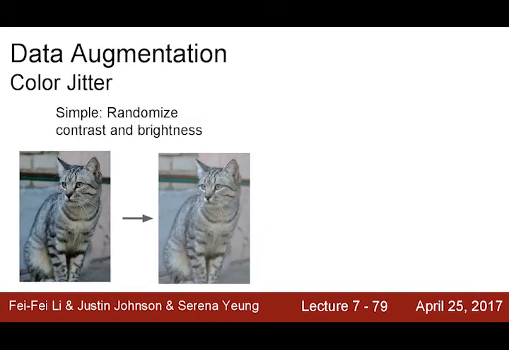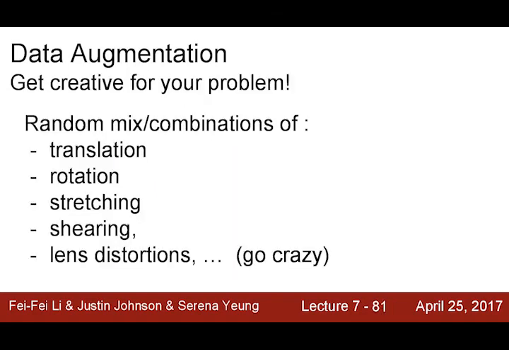컬러 지터를 할 수도 있습니다. 컨트라스트와 브라이트니스를 랜더마이즈 할 수 있습니다. 데이터 오그멘테이션에서는 여러분들이 크리에이티브해질 수 있습니다. 트랜슬레이션, 로테이션, 스트레칭, shearing, 렌즈 디스토션 등 여러 가지를 혼합해서 할 수도 있습니다.